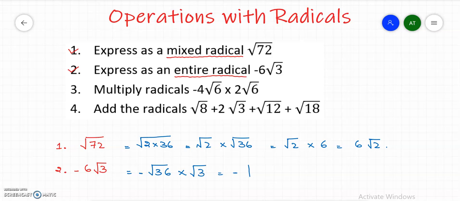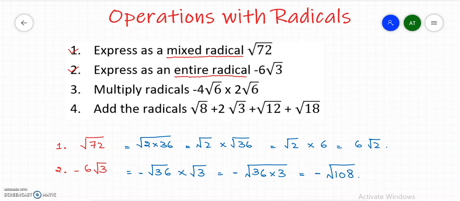Negative sign is outside. We can multiply 36 and 3. We can put them in one square root. Sorry, it's 3 under one radical sign. So we have 36 times 3, which is basically equal to negative square root of 108. So we can see that the expression is in entire radical form, right?